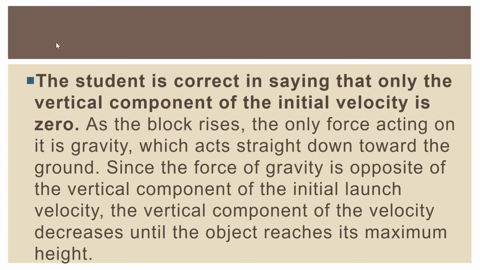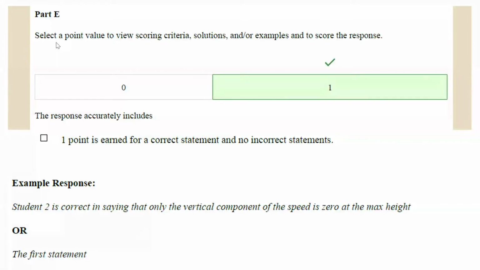Again, you didn't have to explain this, so if you want to pause this and write that down, go ahead, but I'm just going to jump right into the scoring guide. The scoring guide, same thing, saying a correct thing and no incorrect statement, and there it is. Only the vertical component of the speed is 0 at the maximum height, or they would have let you get away with saying the first statement. Take a second to pause this video here and write that down, making sure you understand all aspects of the scoring guide, and when you hit play, we'll move on.